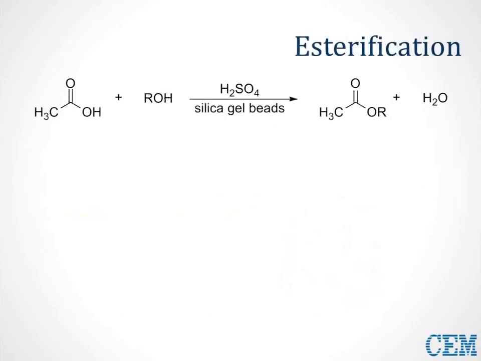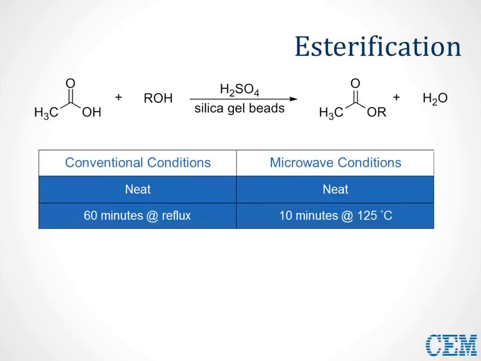So another option is the esterification. This is your classic Fischer esterification, where you take acetic acid and an alcohol in the presence of sulfuric acid to form the ester. Under conventional conditions, it's run neat, but classically it takes about an hour at reflux, whereas in the microwave it's only 10 minutes at 125 degrees Celsius.